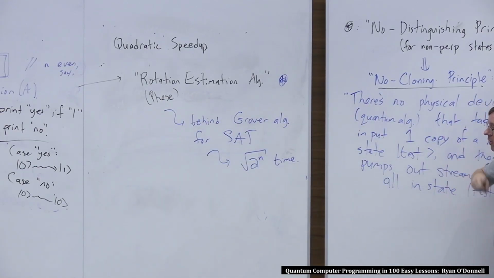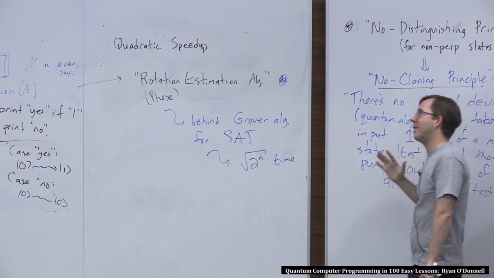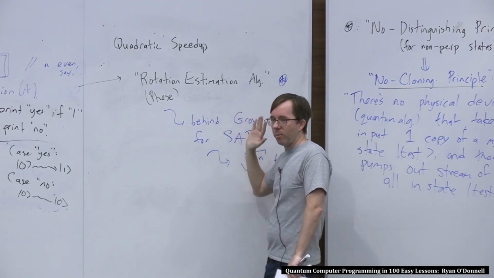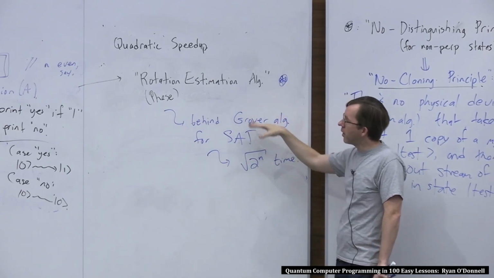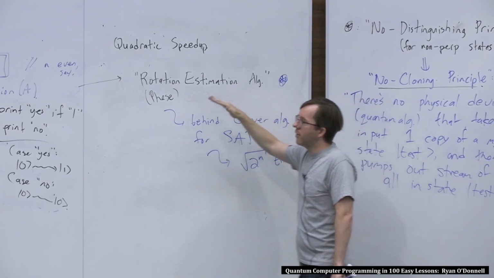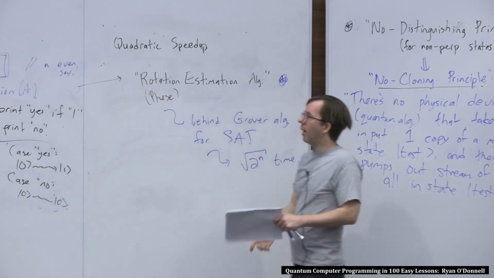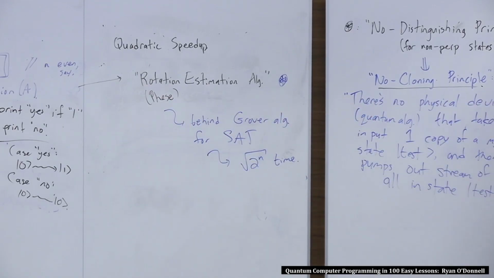This rotation estimation algorithm is even at the heart of how we're going to do the factoring algorithm in the end. There it's honestly more mysterious why it's helping. But when we see Grover's algorithm and other quadratic speedups, it's very clear how it's coming from this rotation estimation or rotation detective problem.